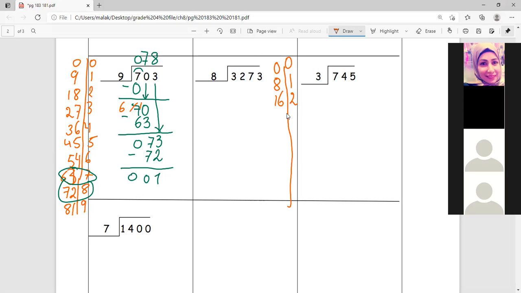Table eight: 16, 24, 32, 40, 48. Someone is making noise, Ali. Do it alone, please. 7 times 8, 56. And 8 times 8, 64. You have to revise the tables, Ali.